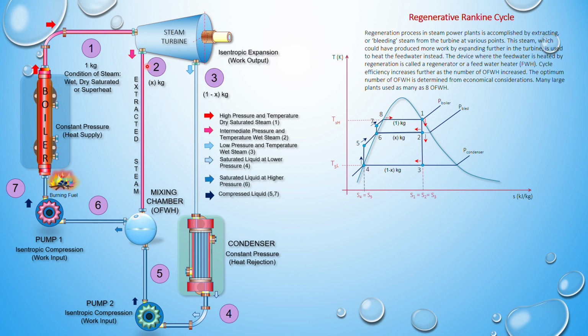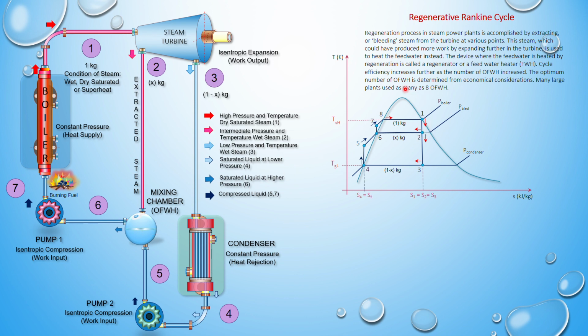So that means with one open feed water heater, you have 2 feed pumps. For reheating, every 1 reheater you add in, we have 2 turbines. Every 1 reheating you add in, you need an extra turbine. Here, each open feed water heater you add in, you need to add in 1 feed pump.